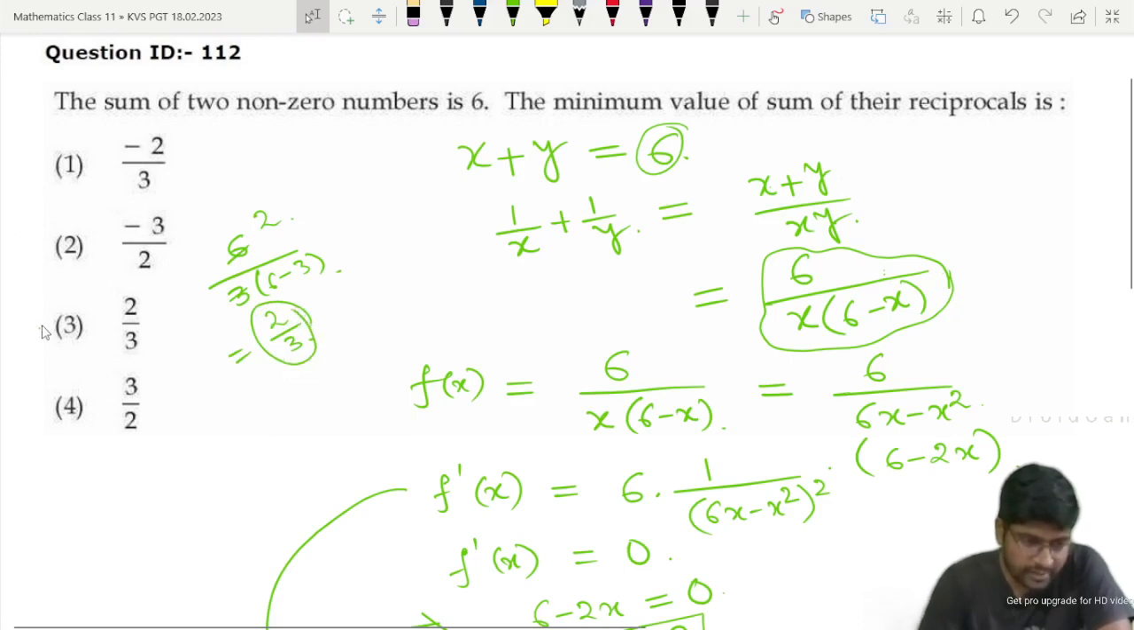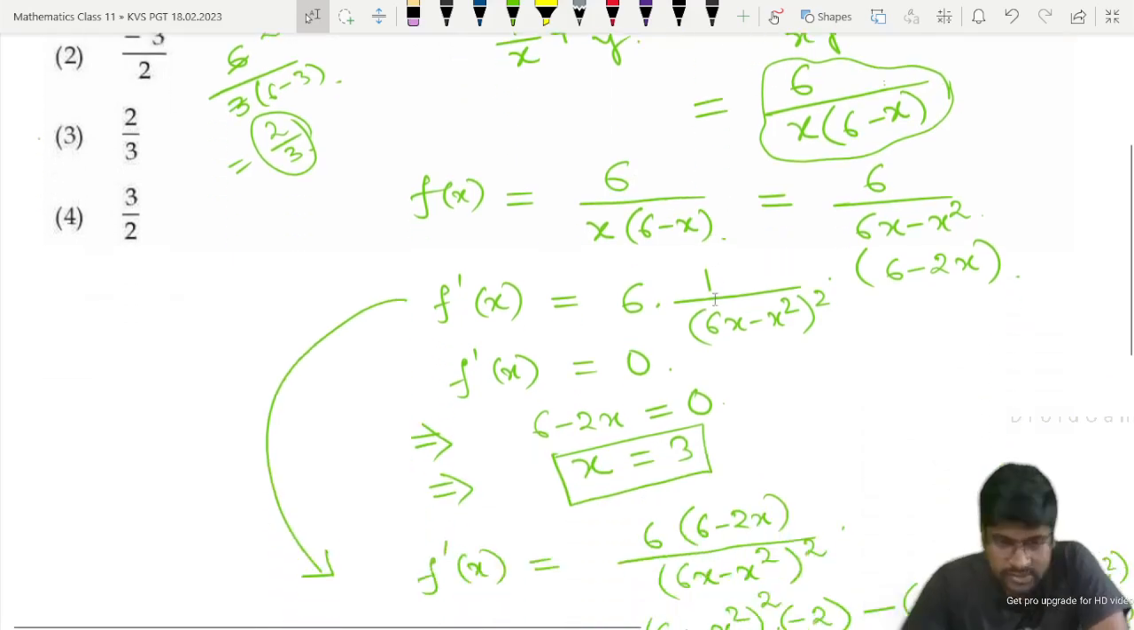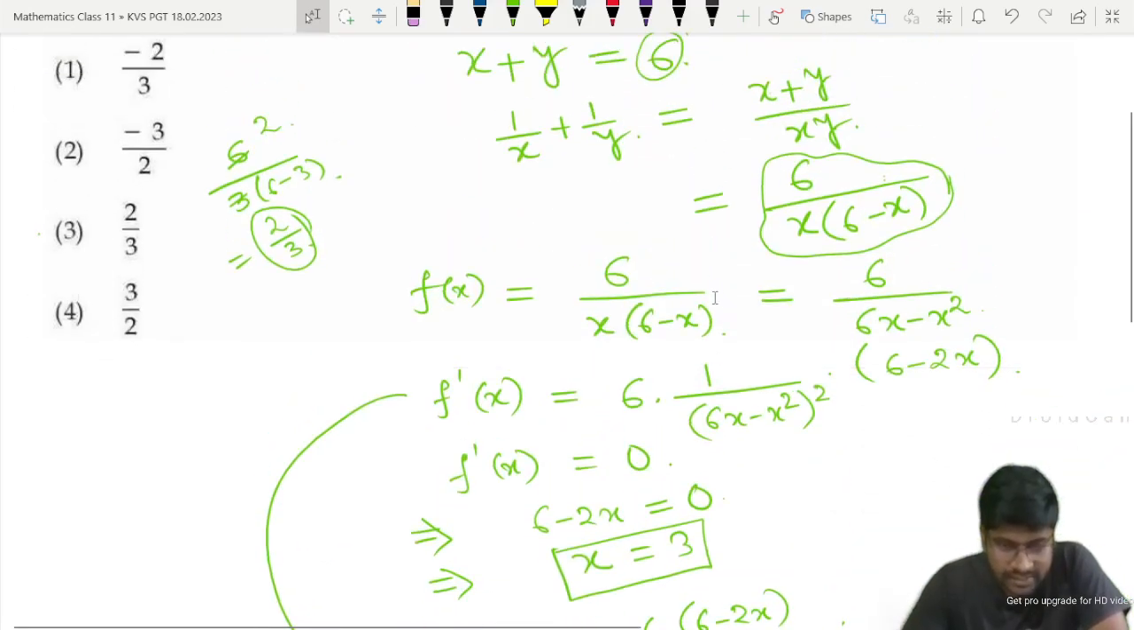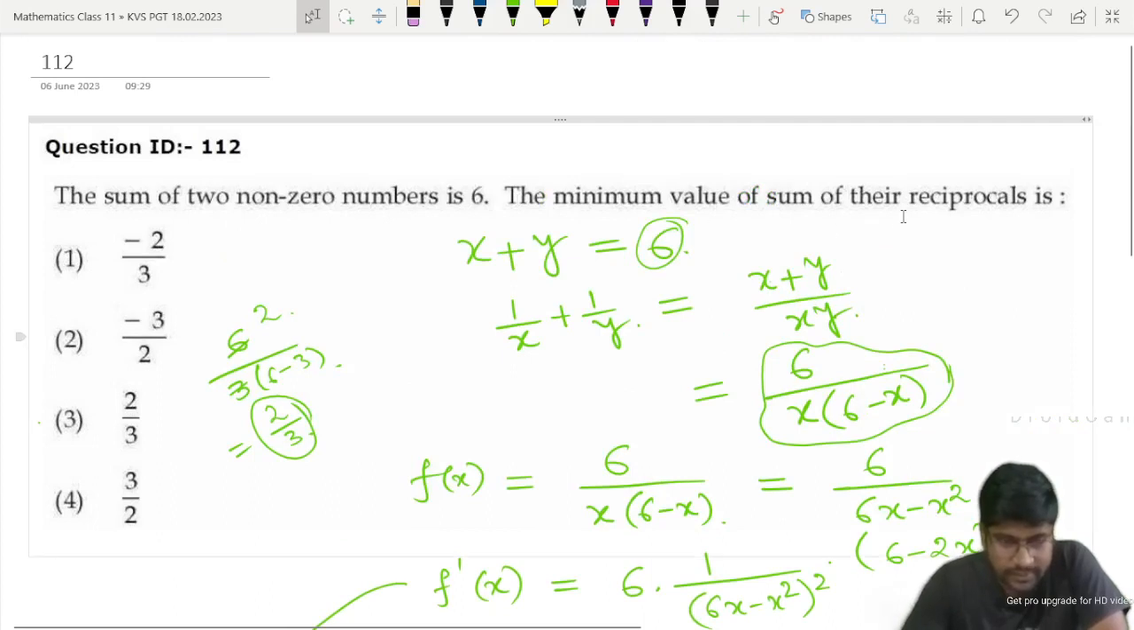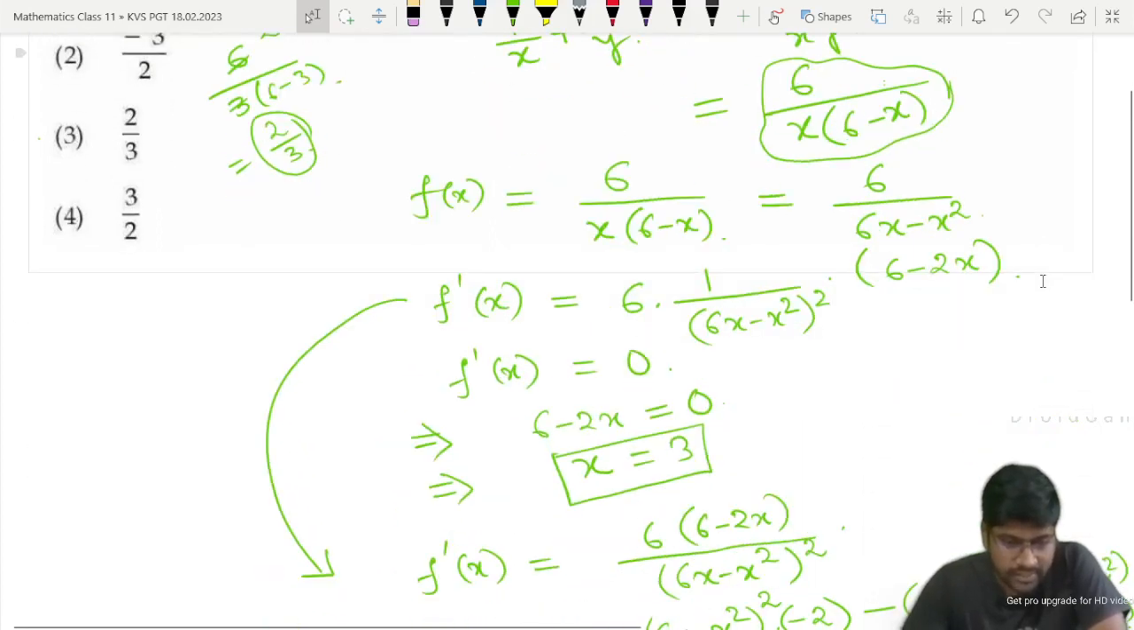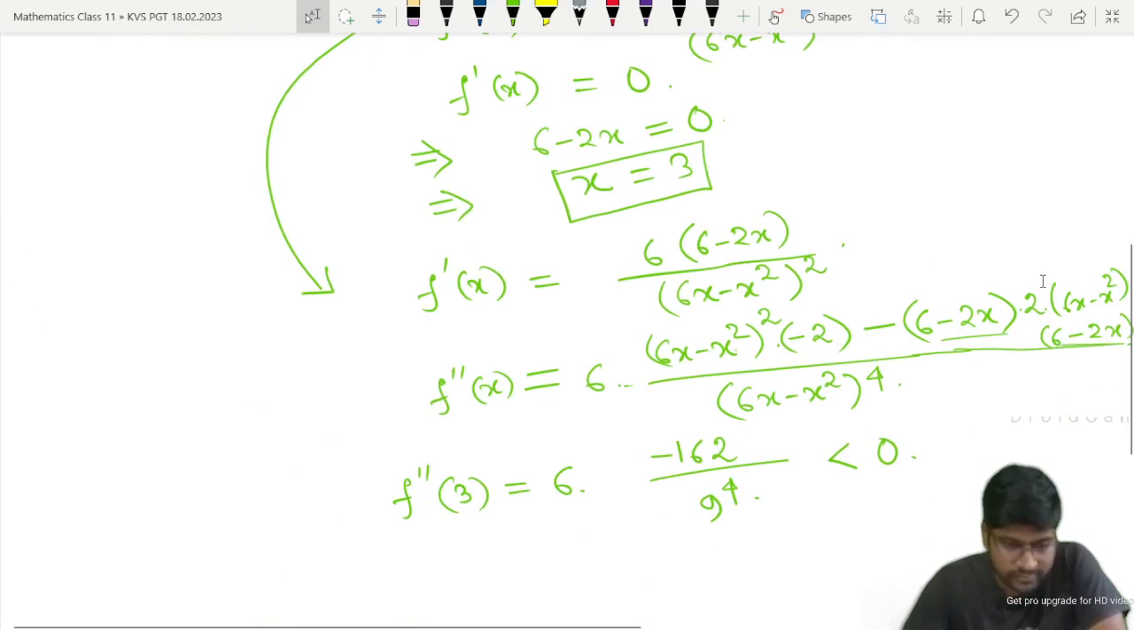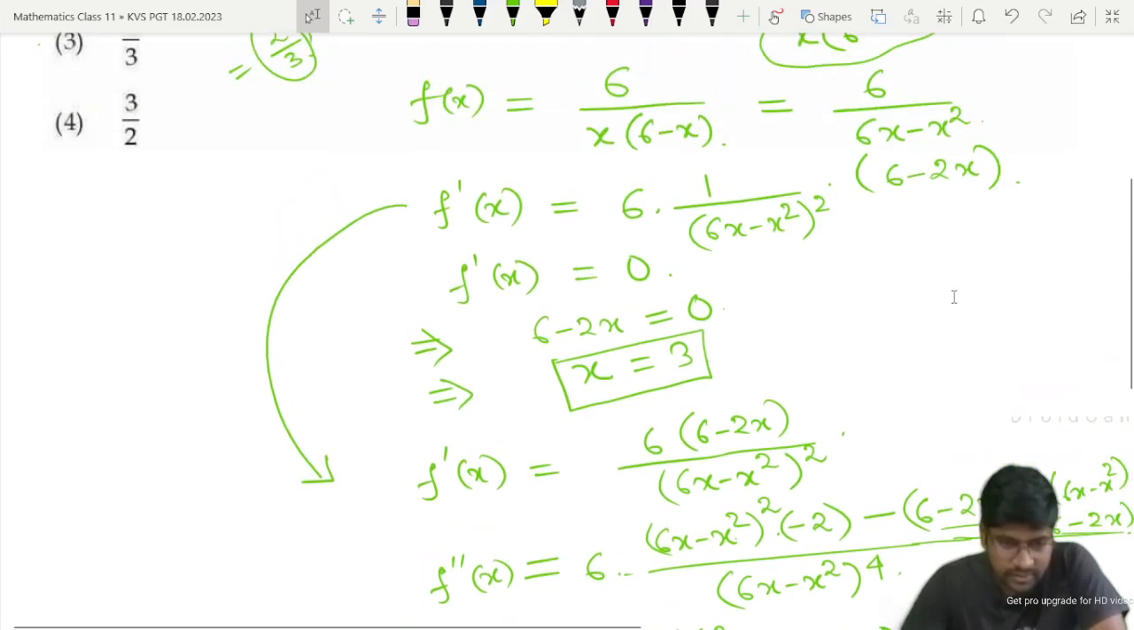Okay, 2 divided by 3 will be the answer, that we can see anyway. But here actually I am looking for some calculation mistake here, I think. So the minimum value of sum of their reciprocals. For minimum value we should have got f double dash x must be positive. Okay, f double dash x must be positive, but here we are getting negative. So then where is the mistake? 6 minus 2x.